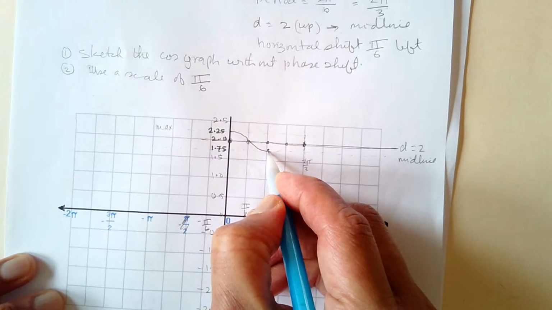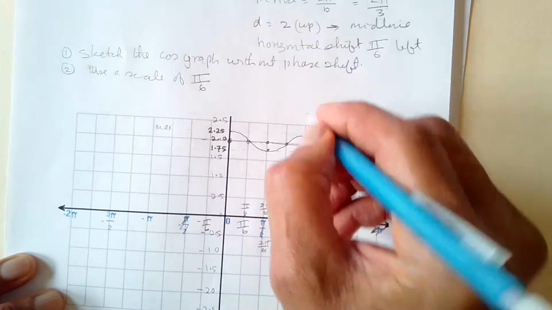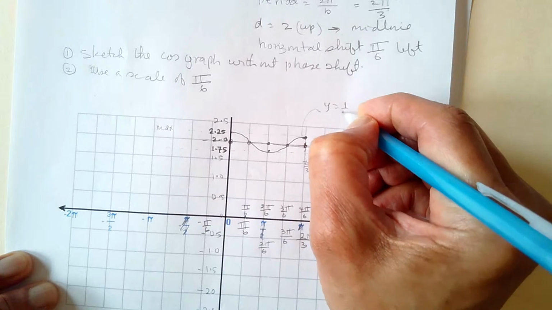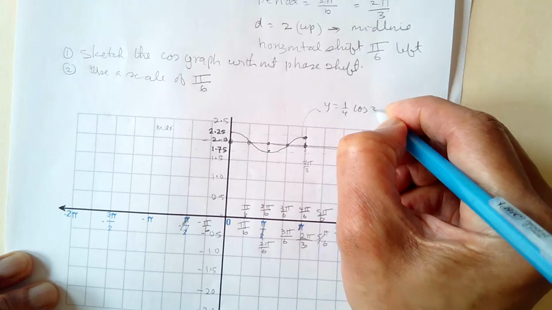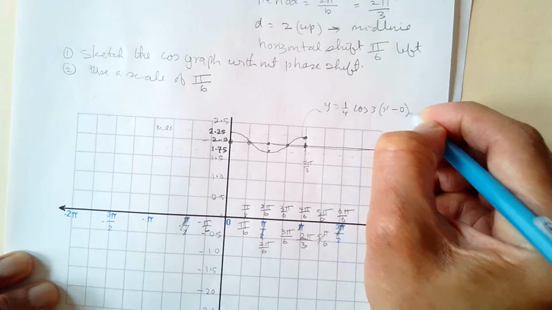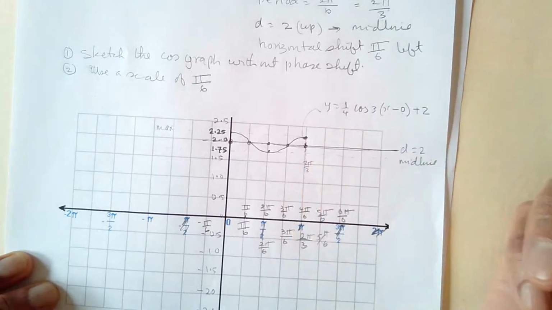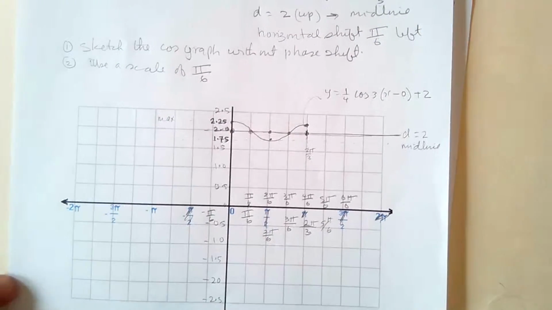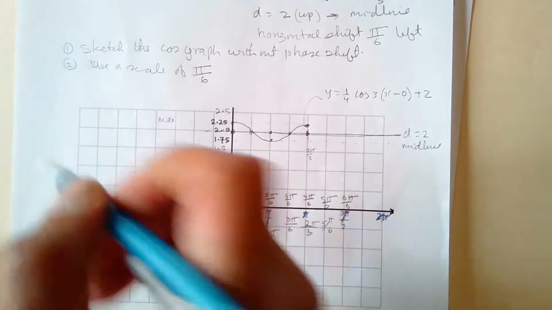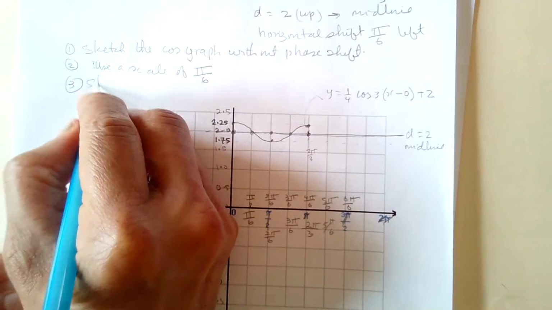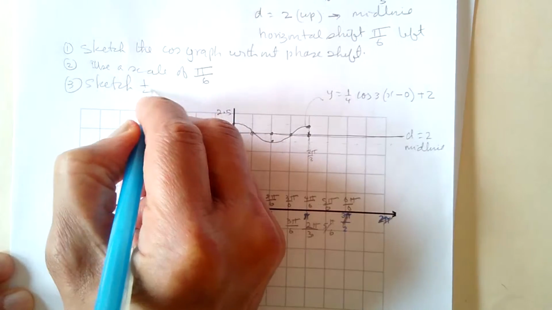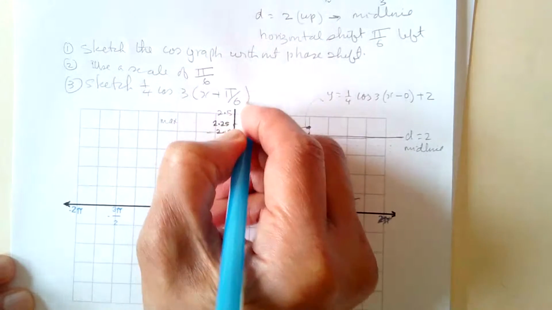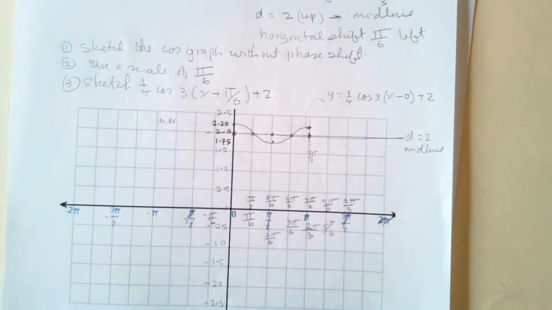Regular cosine. So y is equal to a quarter cos of 3x minus 0, plus 2. There's no phase shift in this one. Now we're going on to the next one, y equals 1/4 cos of 3x plus pi over 6, plus 2. Now we're going to sketch our graph.